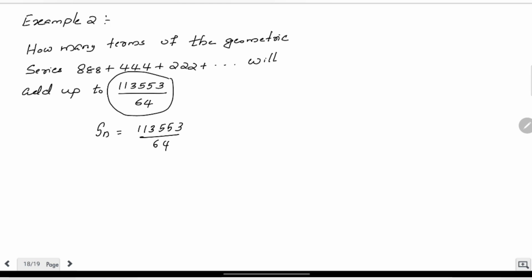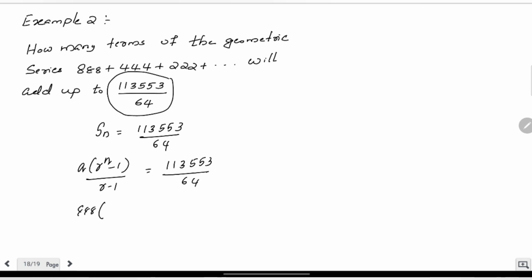So since it's a geometric series, I'm going to use this formula: a(r^n - 1) divided by (r - 1) is equal to this number, 113553 divided by 64. Now replace and solve and find the value of n. Remember, where is n? n is the exponent, which means it is an exponential equation; you will get it at the end. Solve and find.